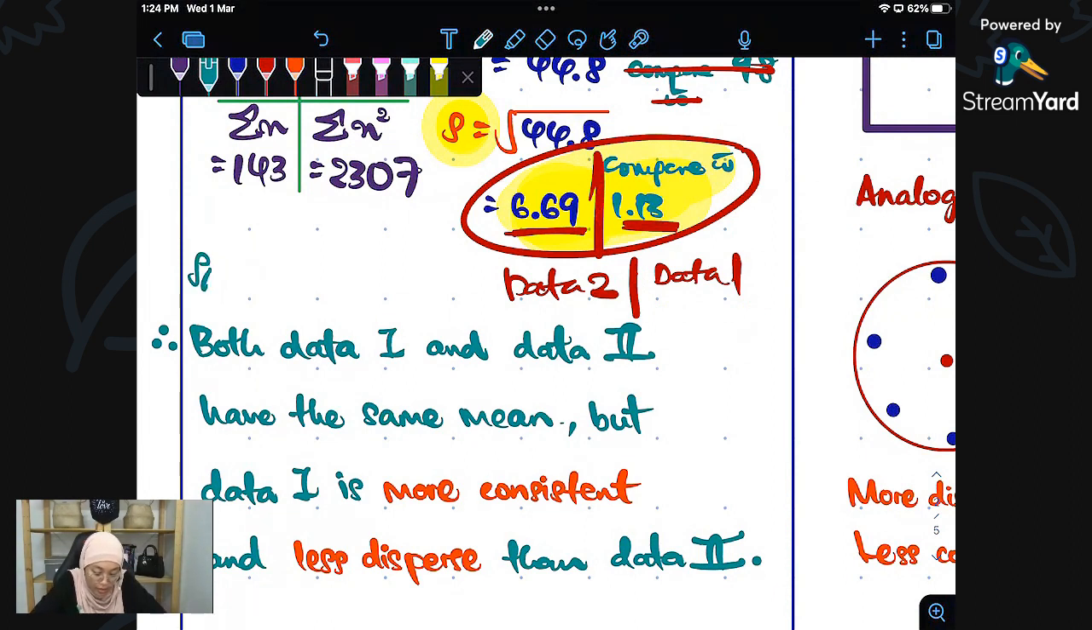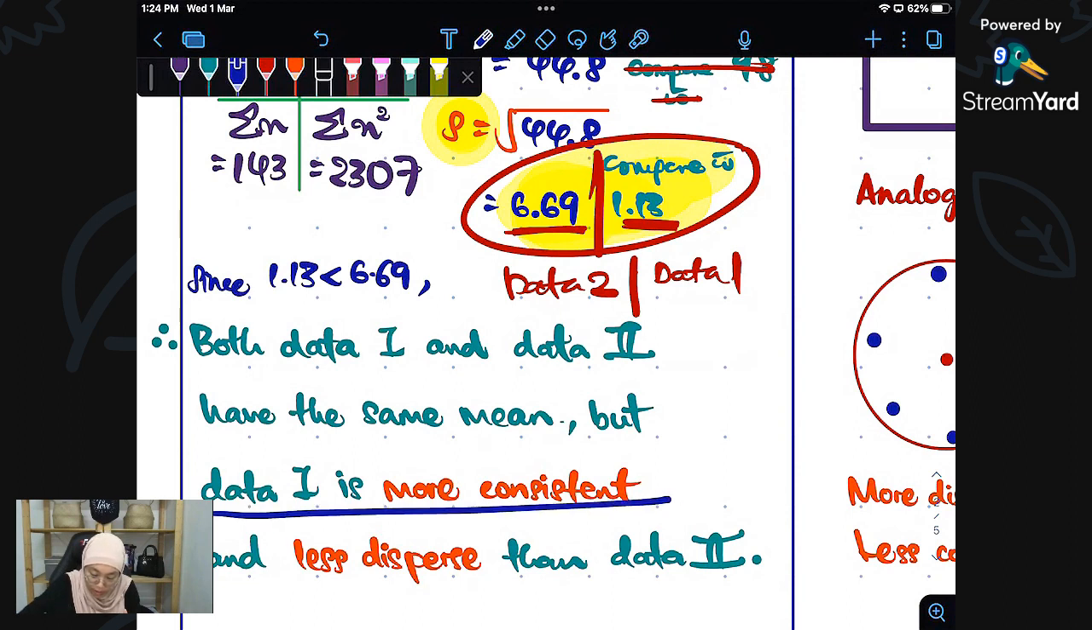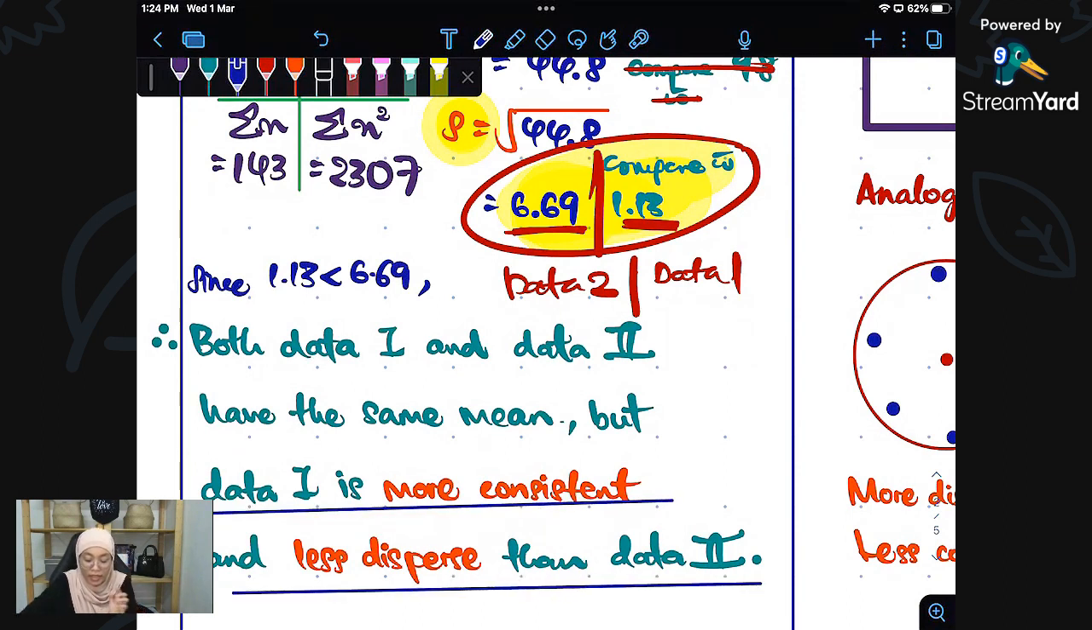Maybe I should write this. Since lah kan? Maybe we should start with since. Since 3.13 is lesser than 6.69, therefore the data one is more consistent. Teruskan ayat ni pun boleh, okay? Since blah blah blah, since 3.13 is less than, of course, smaller, right? Smaller than the data two. It means that the standard deviation of this data one is smaller.